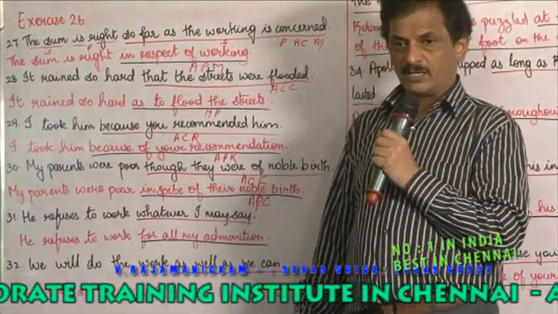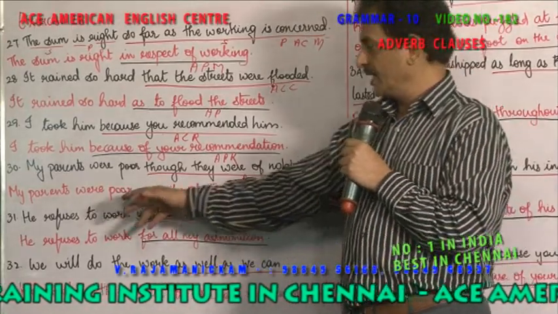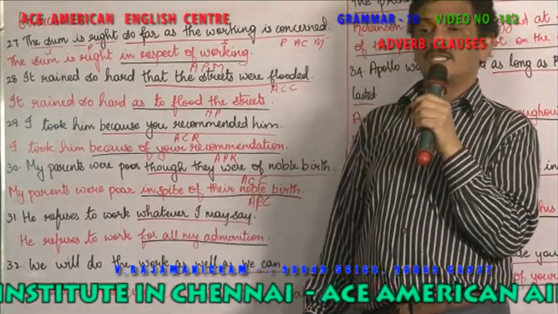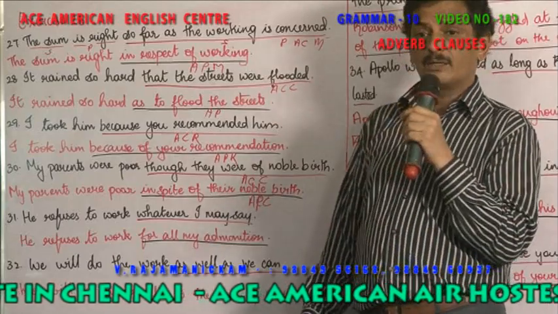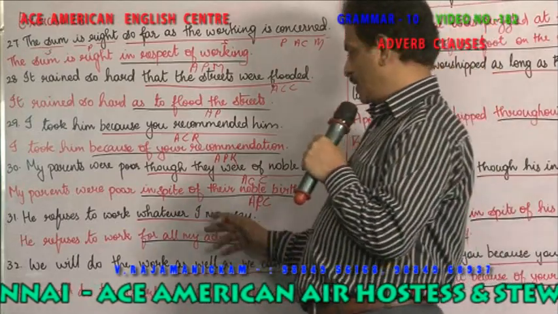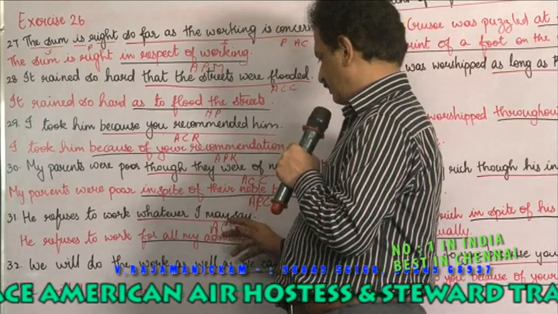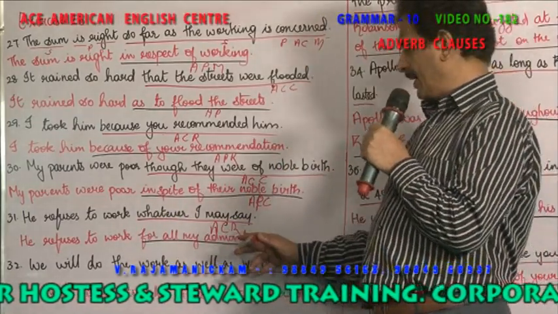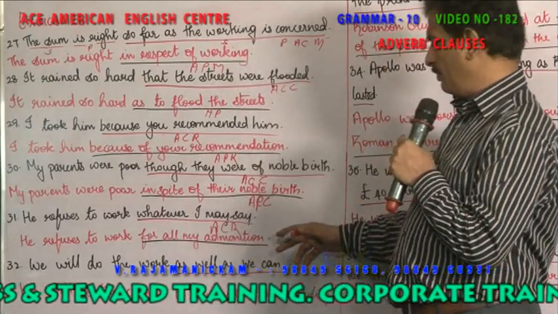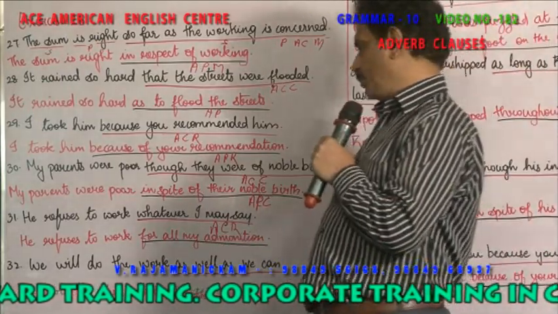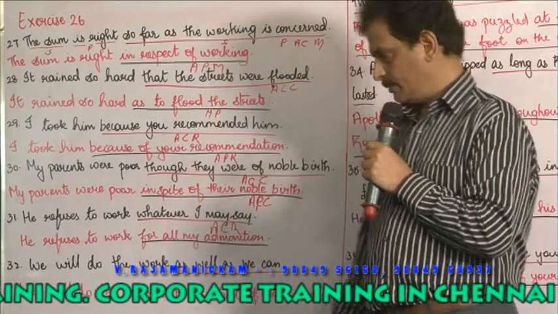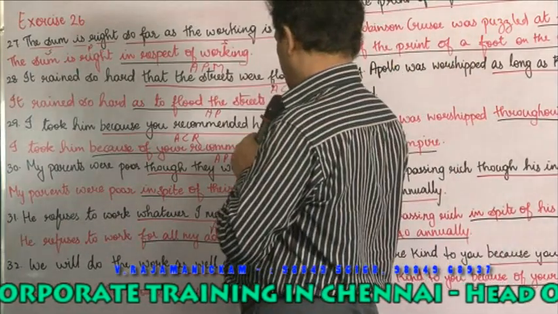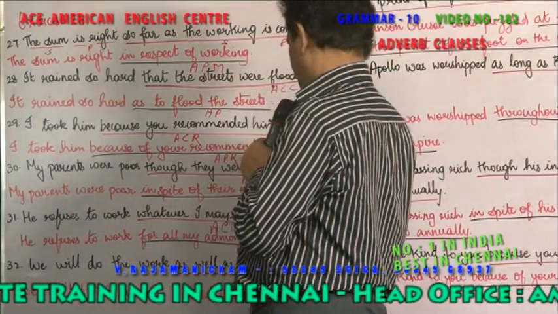So it becomes a clause, but it depends upon the main sentence. He refuses to work, when? Whatever I say. So this becomes an adverbial clause of reason. He refuses to work for all my admonition. What do you mean by admonition? Whatever I am saying. So what is this adverbial phrase?